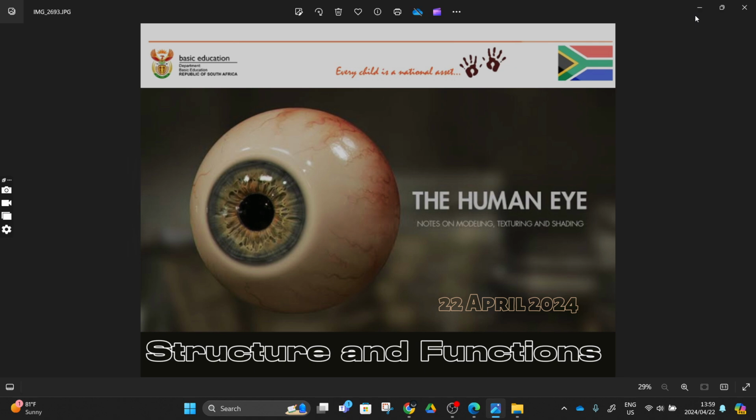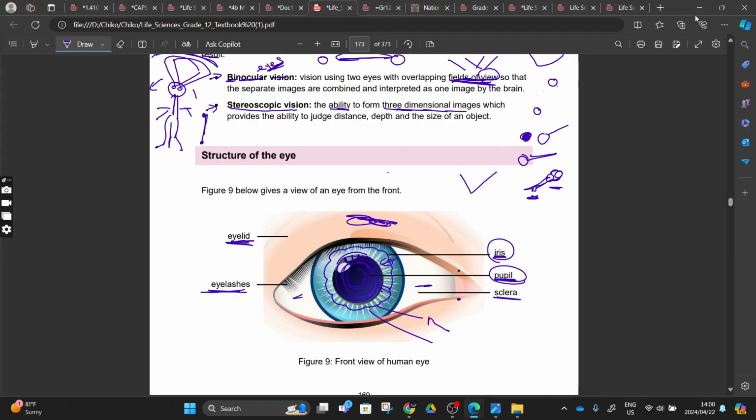We have the sclera, which is round, and this will be a ball, right? Everything will be inside the ball. Then in front here we have the pupil. This is the opening, and then we have the iris, which is these circular muscles, right? So this black hole here is controlled by our iris. This is what we have in our human eye, right?